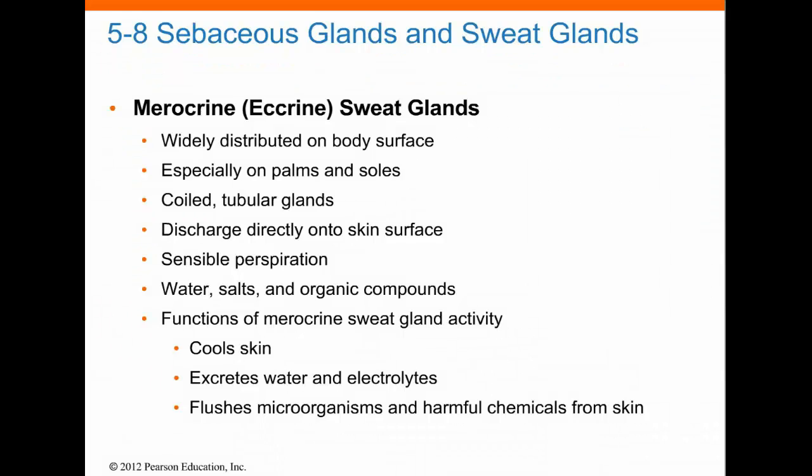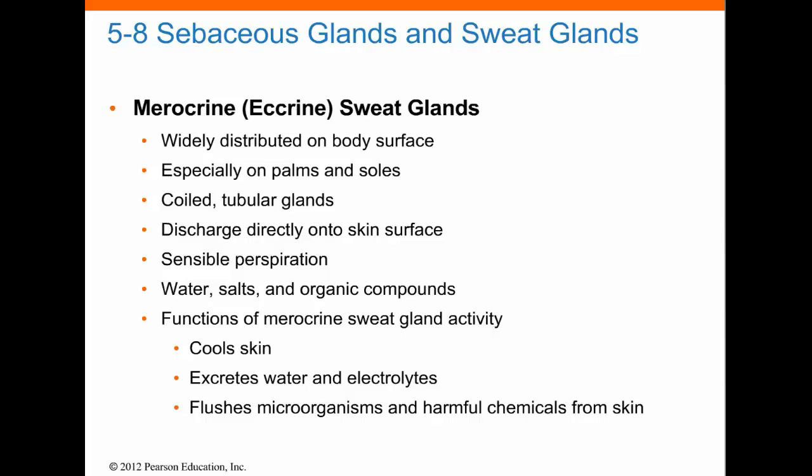The merocrine glands, or sweat glands, are widely distributed across the body, especially on the palms and the soles, and they're coiled tubular glands, and they discharge directly onto the skin surface. And this is sensible perspiration: water, salts and organic compounds. And the functions of the merocrine glands are to cool the skin and to excrete water and electrolytes, because it flushes microorganisms, and it can prevent harmful chemicals from being on the skin.